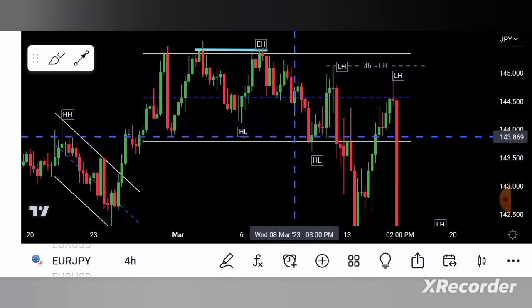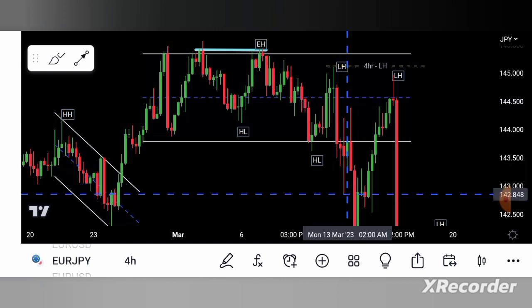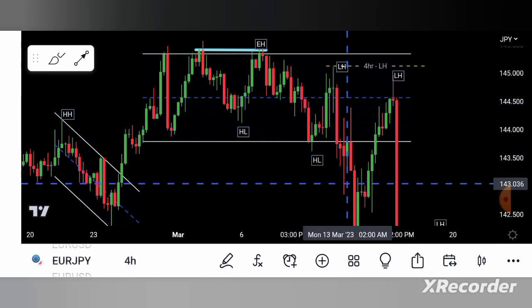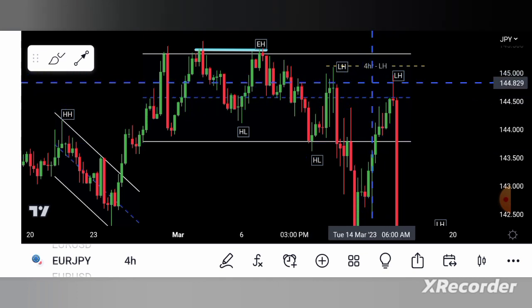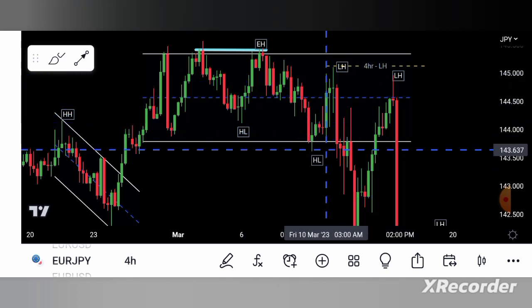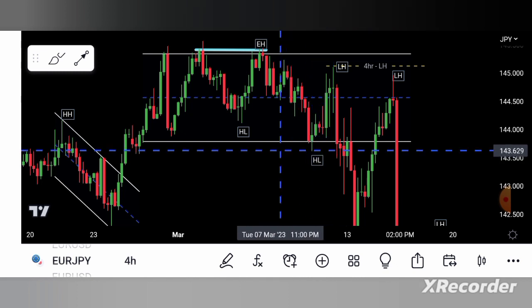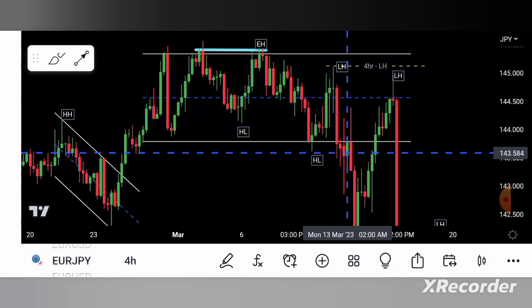Because price can actually break, like I told you, a structure and still fail, right, and come down and continue consolidating, right? But in this case, you need to see price break the major or nearby higher low firstly before you conclude that a new trend is in place, right?